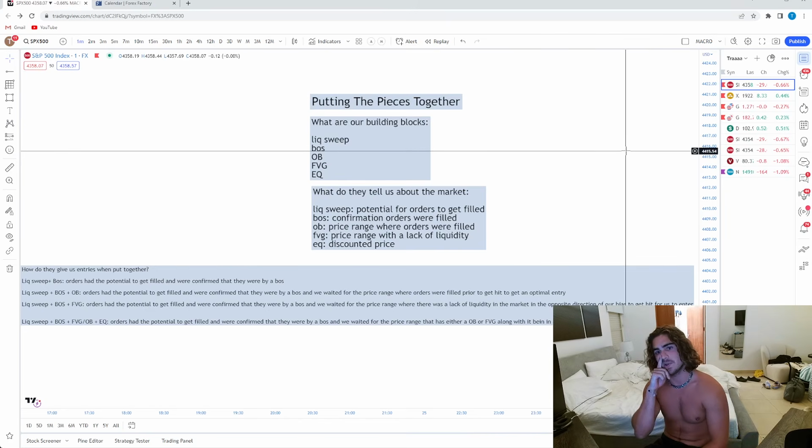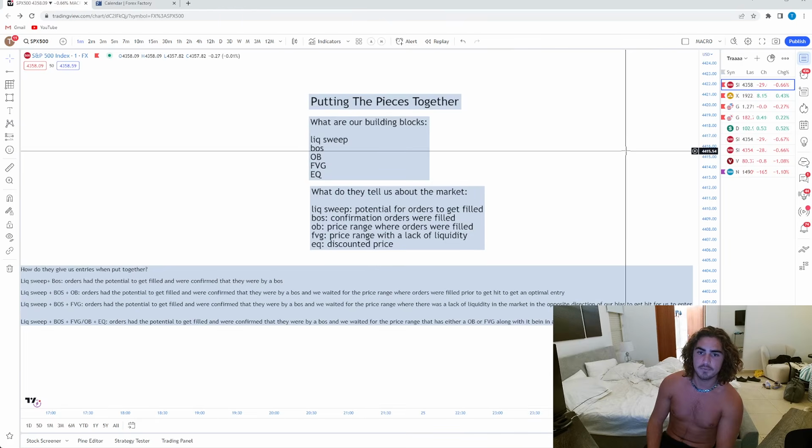Let's try and make this quick. There's going to be lots of notes for you guys to take on this. I suggest you write all these down. It'll be very helpful. Okay, so putting the pieces together. First of all, what are our pieces? What are our building blocks? We have liquidity sweep, break of structure, order block, fair value gaps, and equilibrium. Okay, how many is that? 5 building blocks within this.